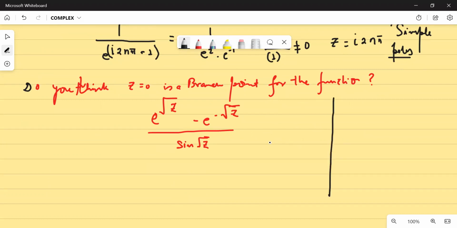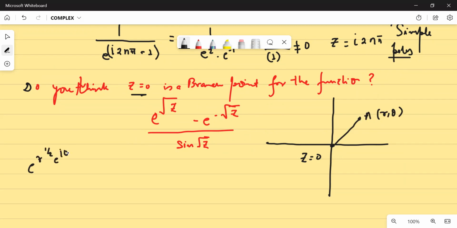So let us start with making a contour about z equal to 0. What has been asked is, at z equal to 0, does this function have a branch point? So what I'll do, I'll simply take a point A and I'll simply write it as r comma theta. So when I write it as r comma theta, it will become r raised to power 1 over 2 e raised to power iota theta by 2 minus r raised to power 1 upon 2 e raised to power iota theta by 2, divided by sine root over r e raised to power iota theta by 2.